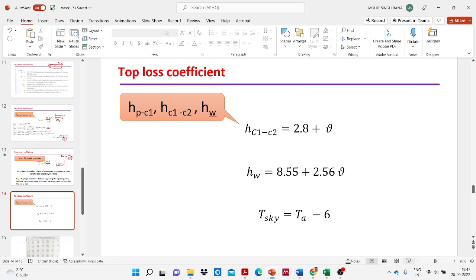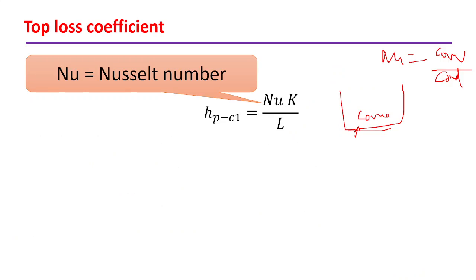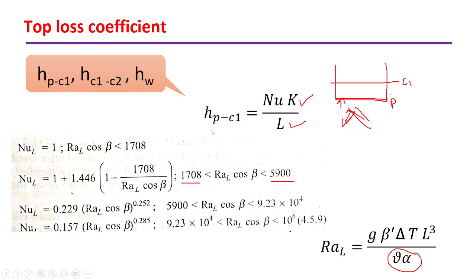The temperature of the absorber plate, 70 degrees centigrade, is given to us. Convert it into Kelvin by adding 273. Then you take temperature of C1 equal to 325 and temperature of C2 as 305.